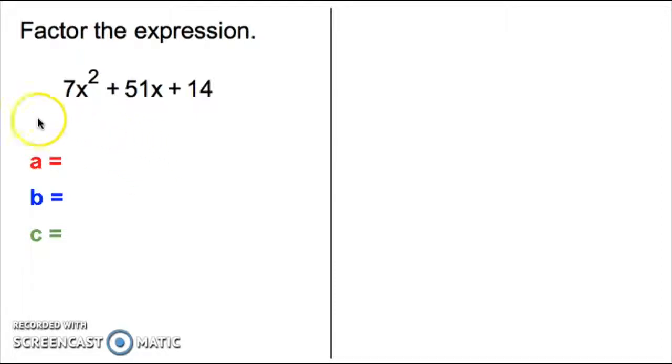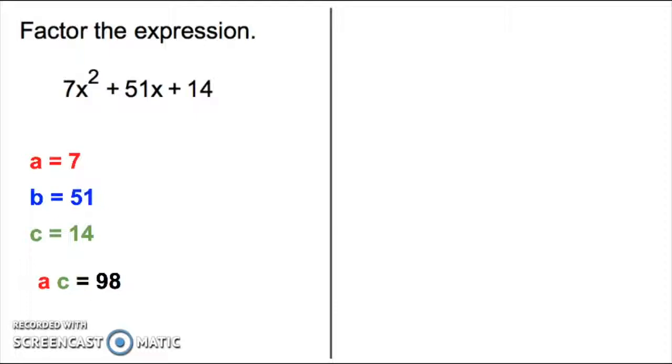And that is because if I look at my A, which is right here, this is larger than 1 for the coefficients. It is 7. So that means I can't just make a chart. So what I'm going to do first is list my information. So A, B, and C. A is going to be 7, B is going to be 51, and C is going to be 14. The next piece of information I'm going to write is AC, or A times C, which is 98.